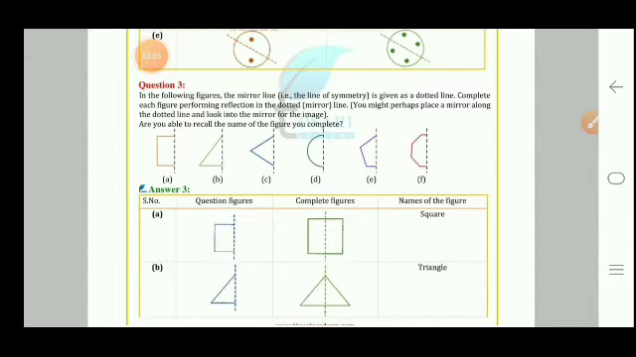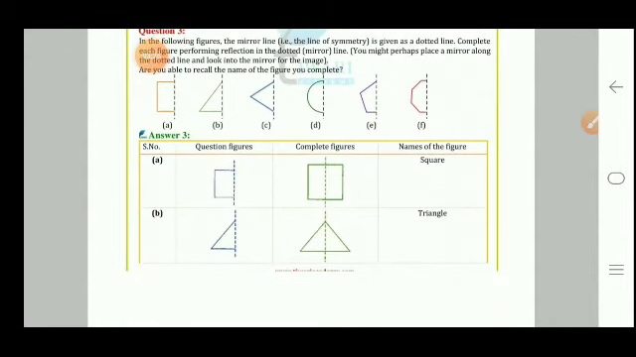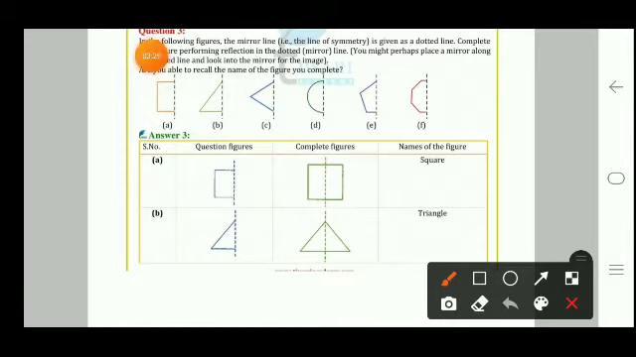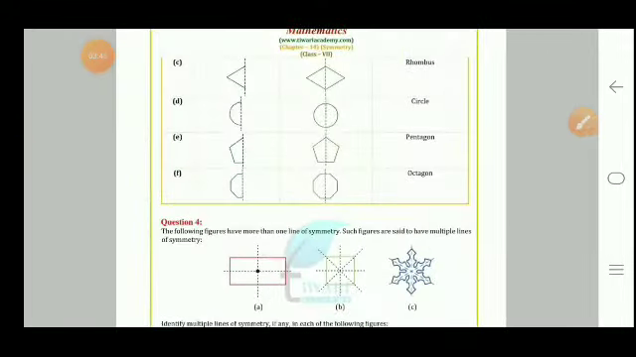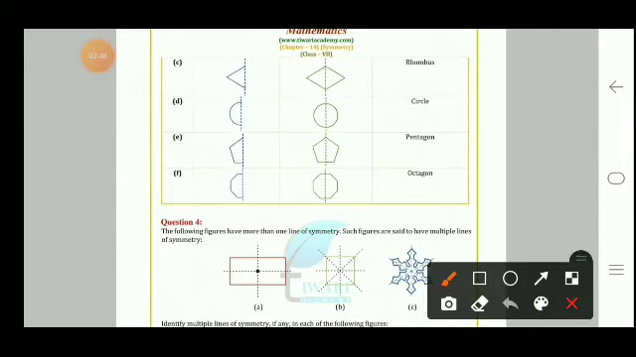In this question, this is given. Suppose this is the position of the mirror. If you put the mirror, how will you get the complete figure? So this is the complete figure. This is a square. Then this is a triangle. This is a triangle. Then the next we have here, in this figure, this is a rhombus. Then this will become a circle. This will become a pentagon, and this will become an octagon, 8-sided.